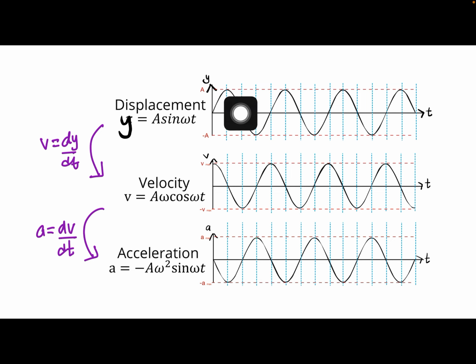You can notice here that when you do have an object at the amplitude, at the same time its velocity is 0, but its acceleration is maximum. When the object at the equilibrium position, your velocity is maximum, but the acceleration is 0.